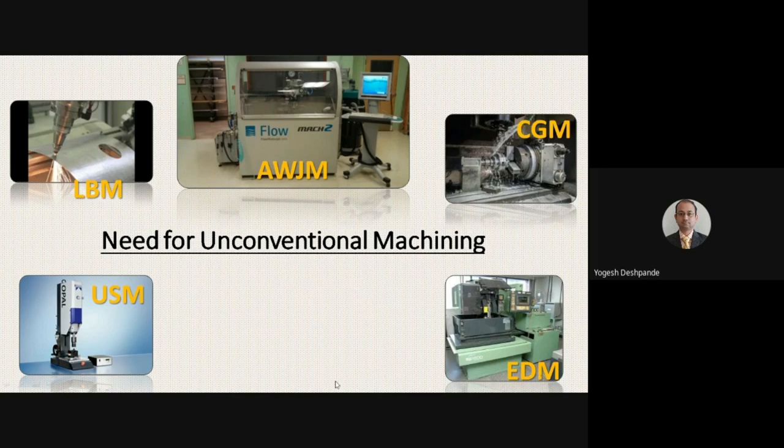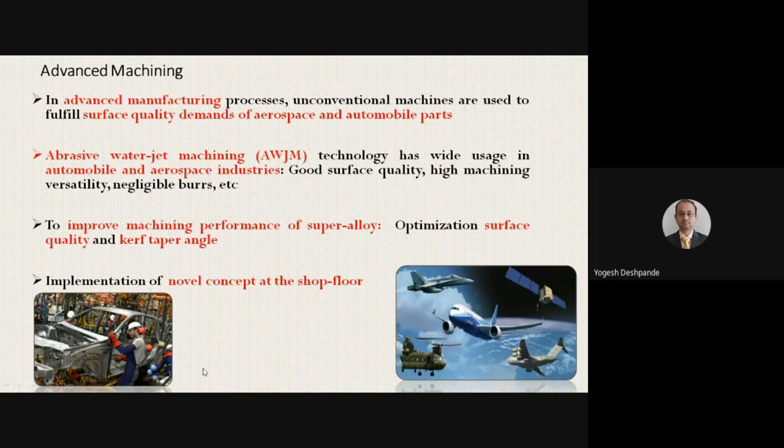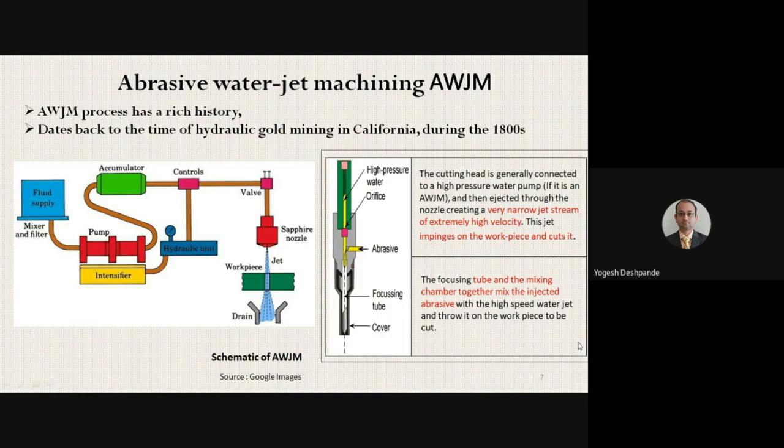Out of the various unconventional machining tools, abrasive water jet machining technology is selected because it has wide usage in automobile and aerospace industries, which provides good quality of the product, high machining versatility, and many more applications.